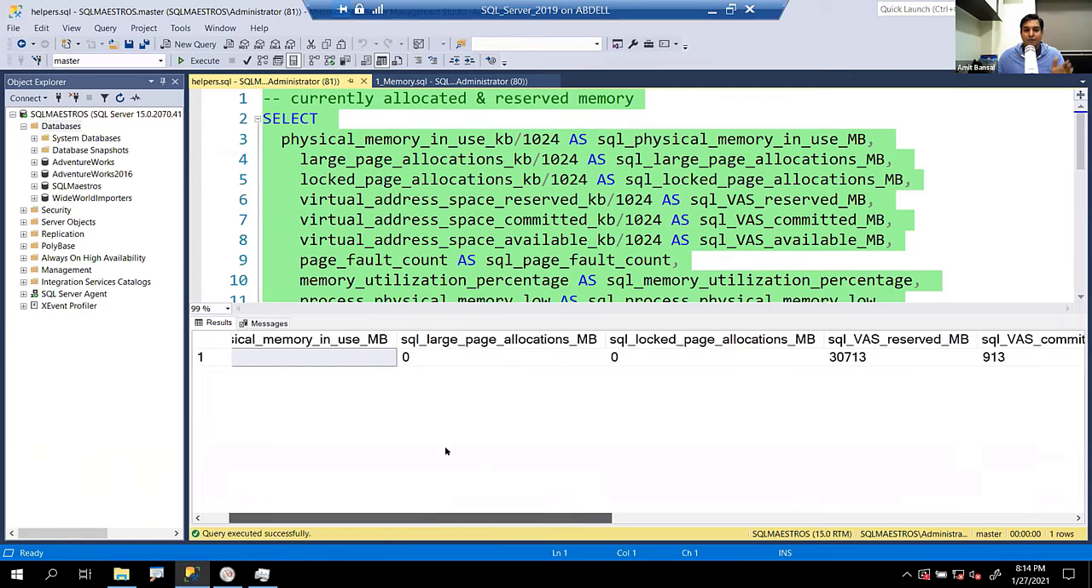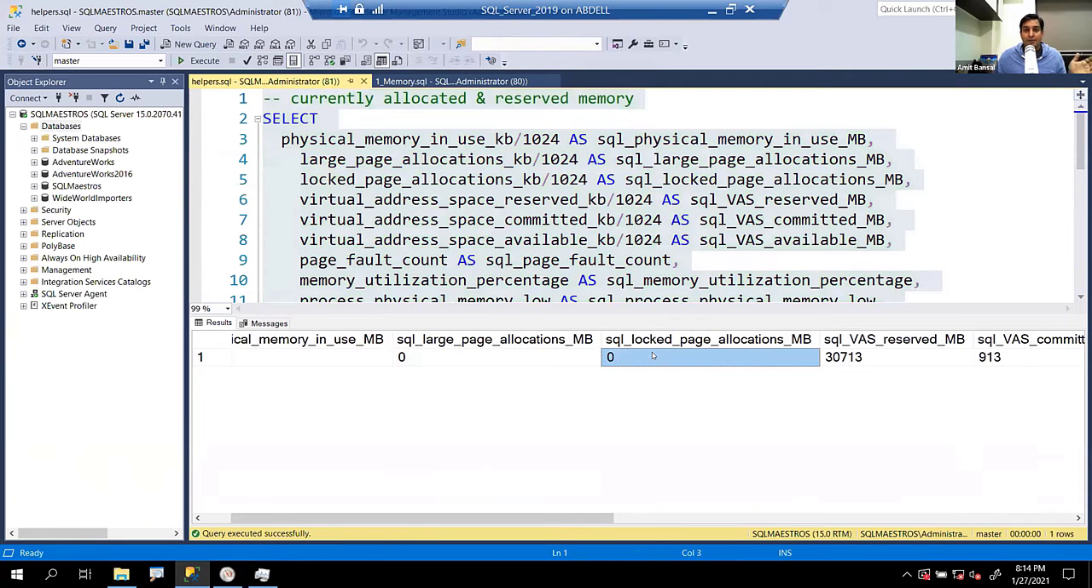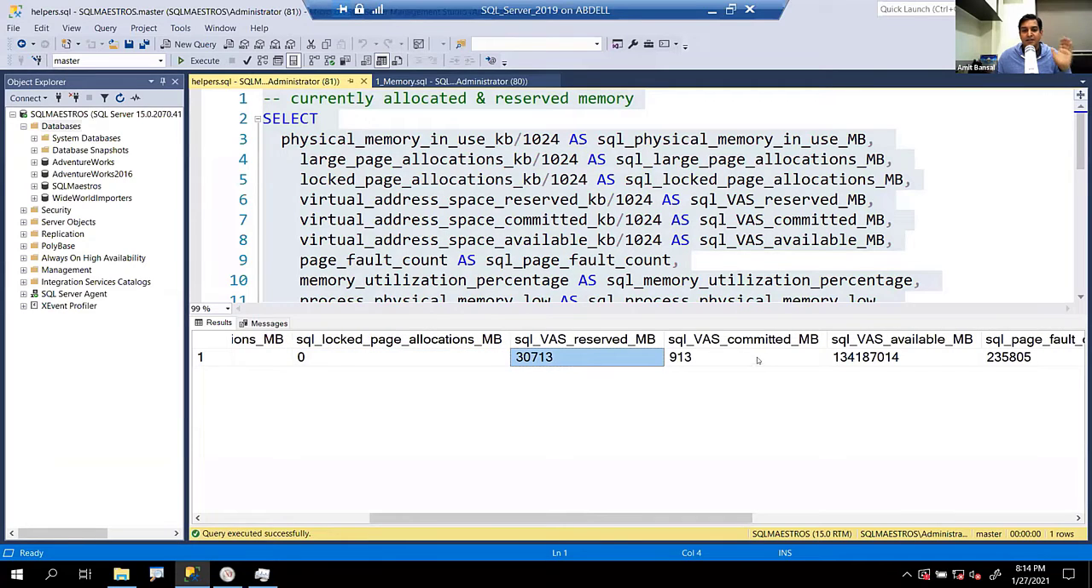Now, when you look at this, of course, I'm not using large page allocations or locked pages. This is just a vanilla installation of SQL Server, and there is VAS reserved and VAS committed. Understanding the virtual address space concept is beyond the scope of this session. That is really like memory 101.